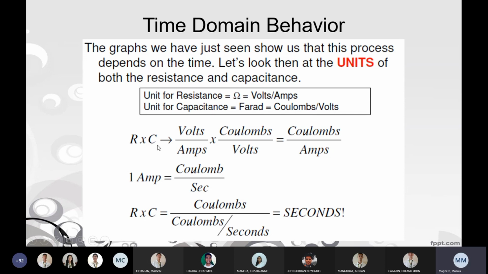So, if we multiply the resistance and the capacitance, so volts over ohms times coulombs over volts, makakansel natin ang volts, and we have coulombs over ampere. But 1 ampere is equal to coulomb per second. So, if we substitute 1 ampere with coulomb per second, makakansel ang coulomb, and ang matitira ay seconds. Therefore, when we multiply resistance by capacitance, the unit is seconds. Okay?